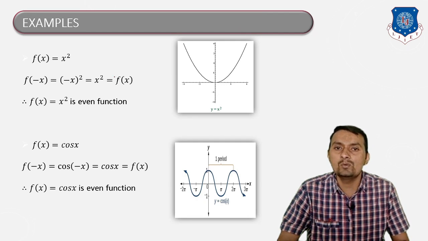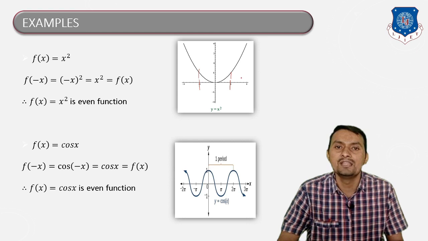Also, you can see the graphical representation. This is f of x equal to x square, which is symmetrical about the y-axis. When x is equal to 1, we get 1, and at x equal to minus 1 we get the same. At x equal to 2, we get 4, and at x equal to minus 2, we get 4. That means this graph is symmetrical about the y-axis, so it is an even function. Whenever the curve is symmetrical about the y-axis, we say the function is even.